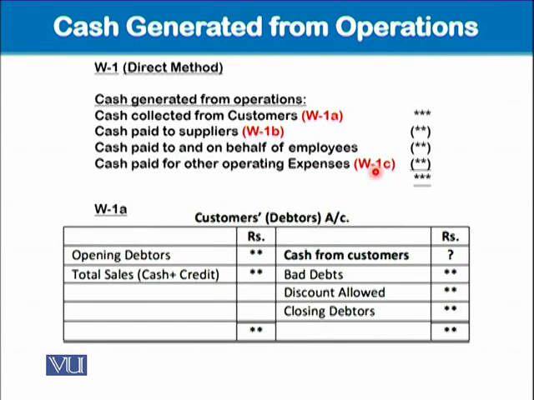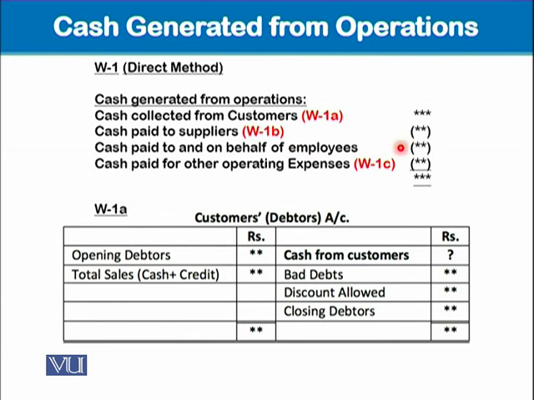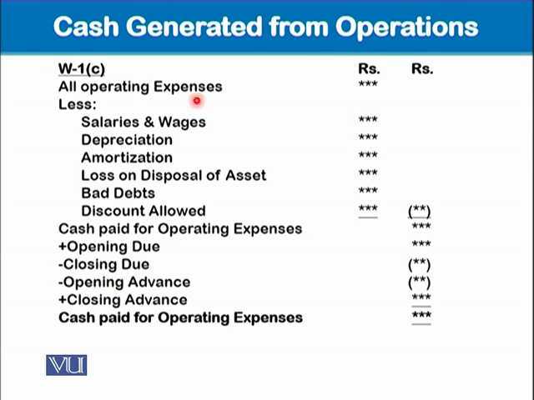So let's see, and please be attentive for this, that we will pick up all operating expenses, which is administrative, selling and marketing expenses. We will less salaries and wages. Why? Because the cash payment of this salaries and wages has already been taken here. So this is what we have already worked out. So we will subtract from all operating expenses, we will subtract salaries and wages.